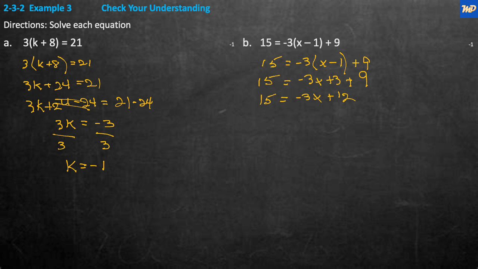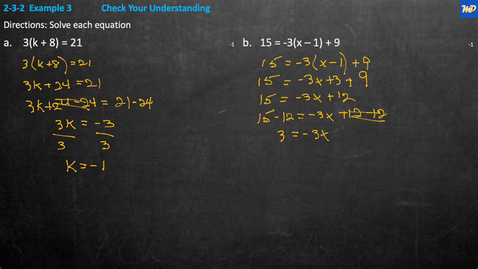So now we have to get rid of the 12 and move it to the other side so that we can have the 3x by itself. So we're going to say 15, and to get rid of a positive 12, we're going to use a negative 12, is equal to negative 3x plus 12 minus 12. That's the subtraction property of equality. The plus and the minus cancel on this side, and on the other side they add together. So we have 15 minus 12, which is 3, is equal to negative 3x.